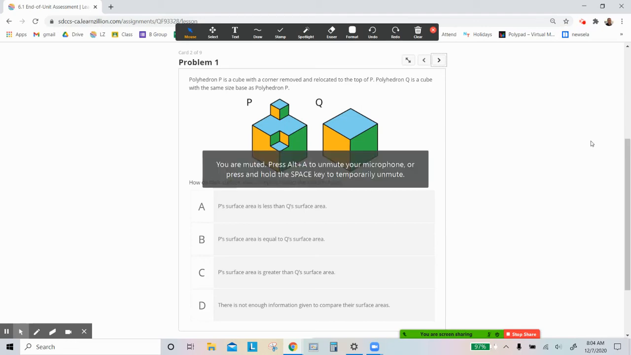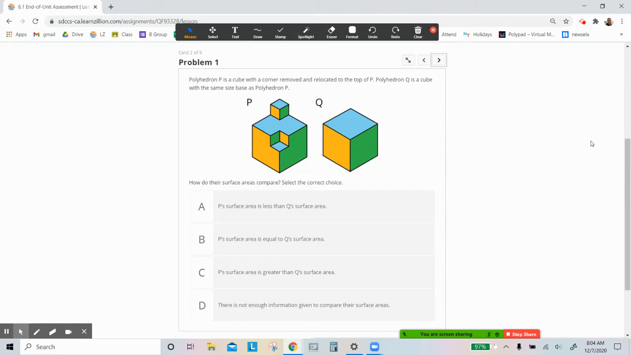6.1 end of unit assessment, problem 1. It says polyhedron P is a cube with a corner removed and located to the top of P. Polyhedron Q is a cube with the same size base as polyhedron P. Wow, that was lots of words.